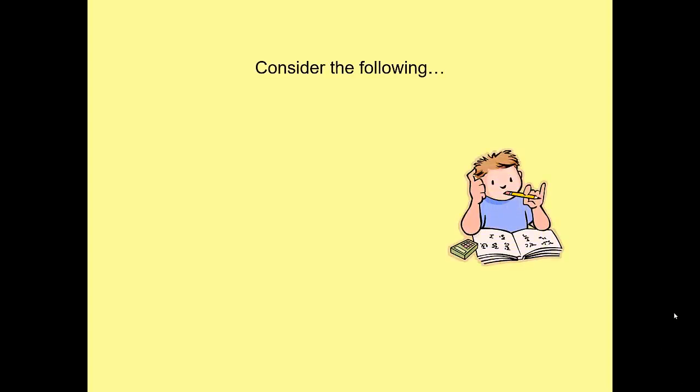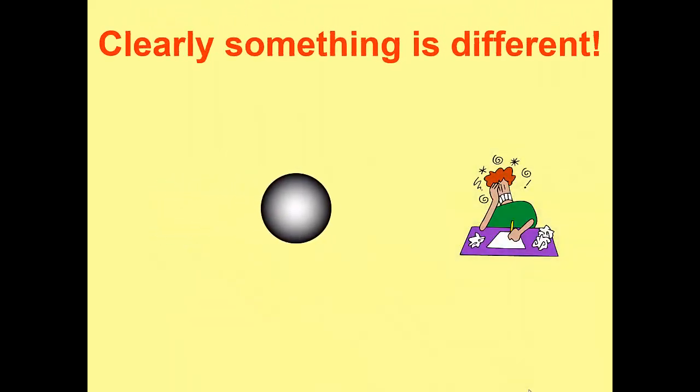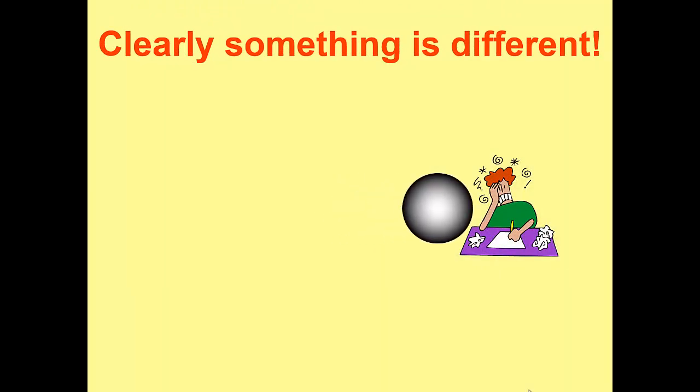So I want to start out here by considering three little situations and the differences in those situations when something very important changes. So consider the following. Got this nice, friendly, studying student and a large, heavy ball. Now, ball just sitting there, student studying, no big deal. But clearly, something is different about the ball when it's moving.